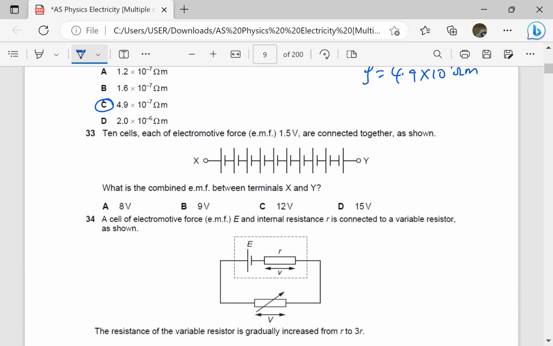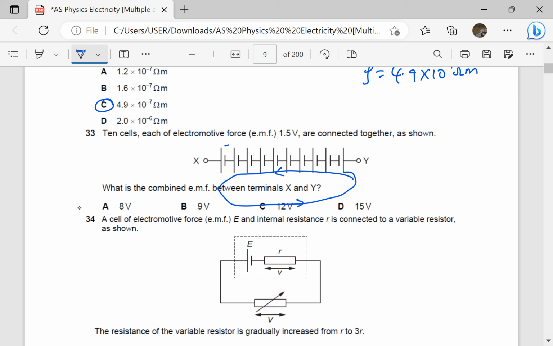10 cells, each of e.m.f 1.5 V, are connected together as shown. What is the combined e.m.f between the terminals X and Y? So I'll apply Kirchhoff's law and put a loop around there, which is anti-clockwise. This one is the other way around, so its e.m.f is negative. The rest are the other way around.